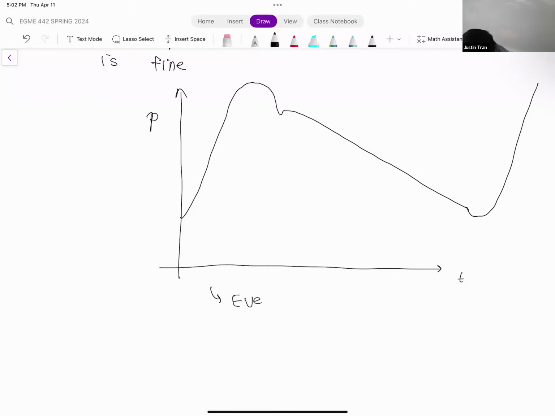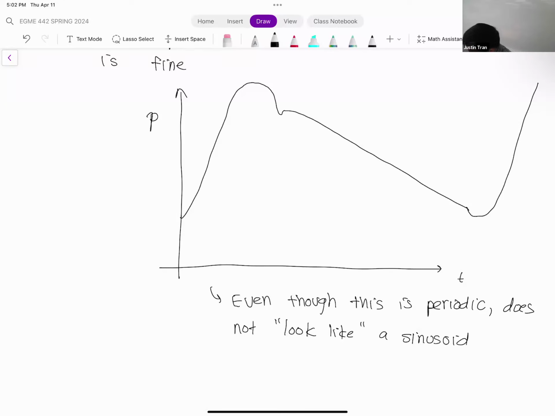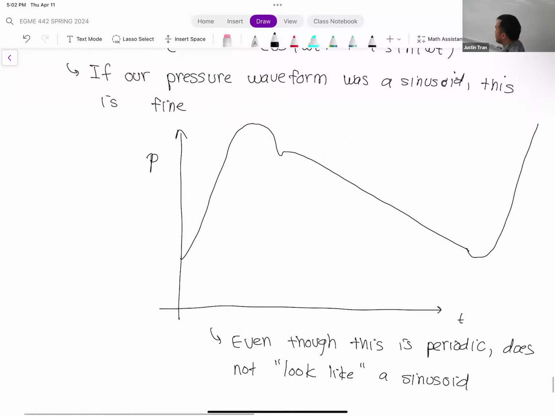So even though this is a periodic function, you could have a periodic function that doesn't look like a sine or cosine. In fact, there are a lot of functions that look like that. Sine and cosine are just the most mathematically convenient periodic functions.